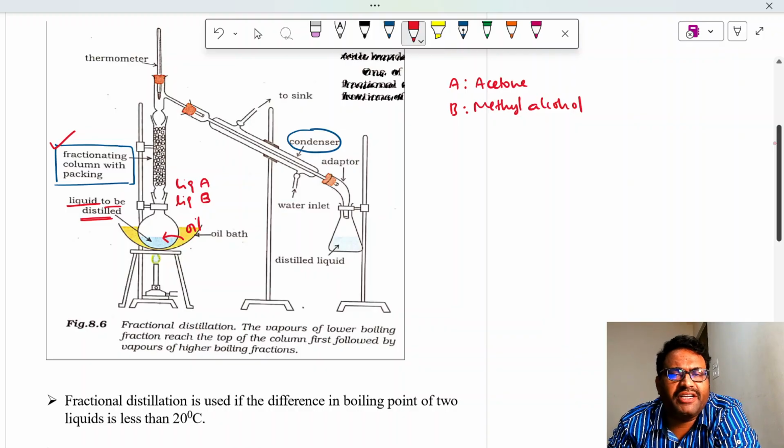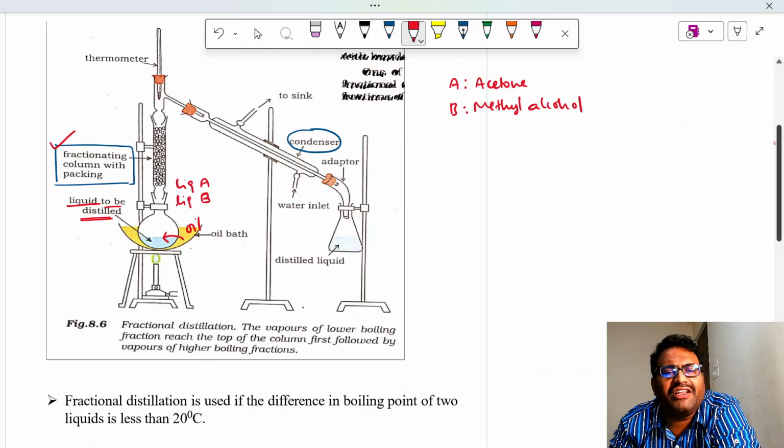Now both get vaporized. Why both get vaporized? Because the boiling point difference is very much less. So when you are heating, you cannot differentiate them because the difference in the boiling point is very less.